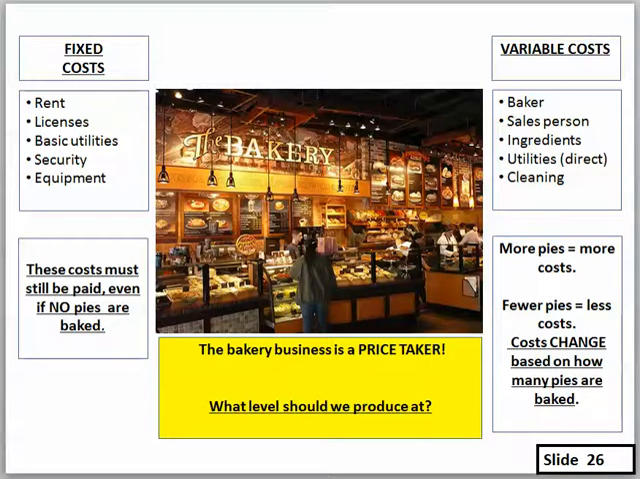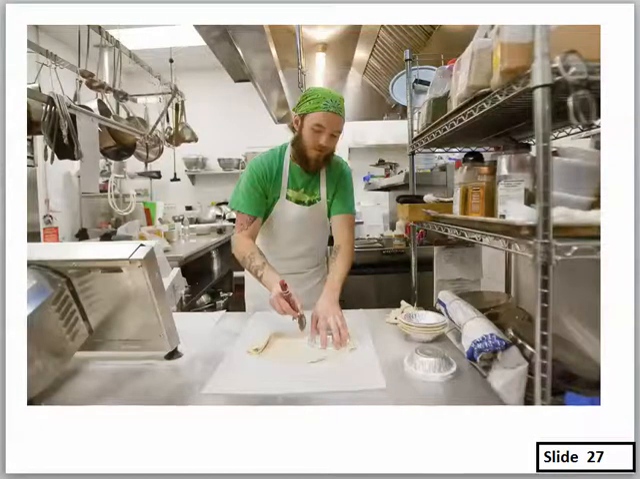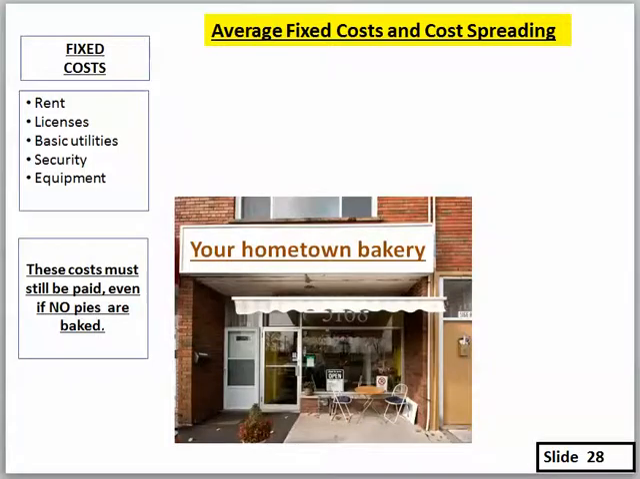How many pies should we make? Well, obviously we need some numbers to go with this because we got the baker in the back working. So now it's time that we put this whole system to work. Remember that we had our fixed costs. So the first number we're going to compute is what we call average fixed costs. And we want to explore an idea called cost spreading.